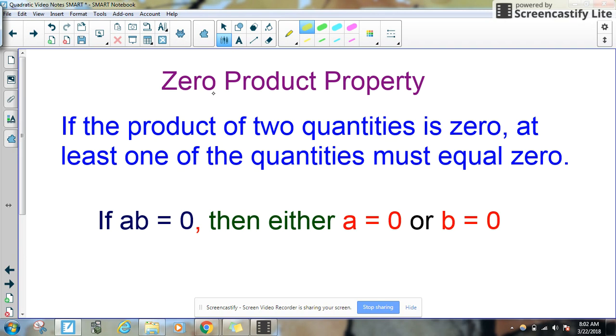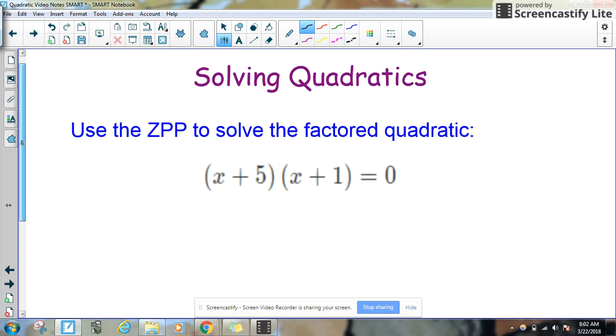So the zero product property, or the ZPP as the cool kids call it, is basically if the product of two quantities is 0, at least one of the quantities must equal 0. What that says is if you multiply two numbers, so a times b, we don't know what they are, but if we know that it equals 0, then one of them or the other one or both of them had to have been 0, because you can't multiply like 3 times 5 and get 0, right? One of them has to be 0 or both of them have to be 0. This is going to help us solve a quadratic that looks like this.